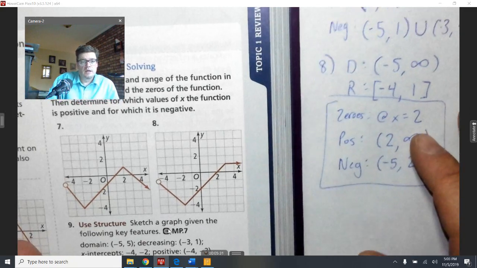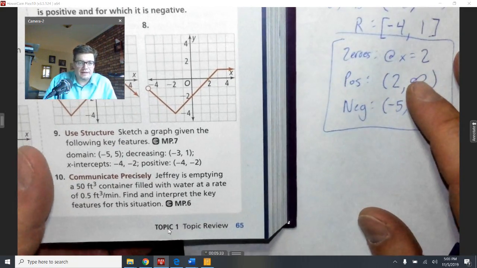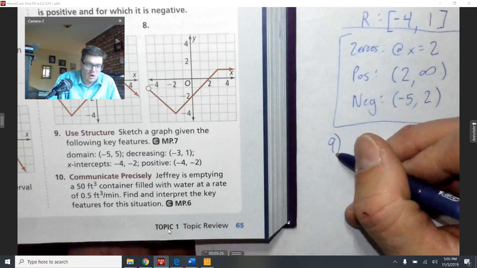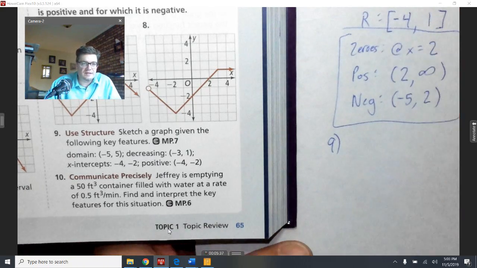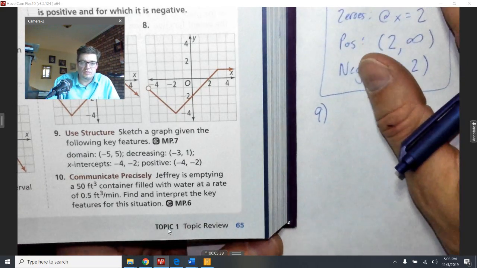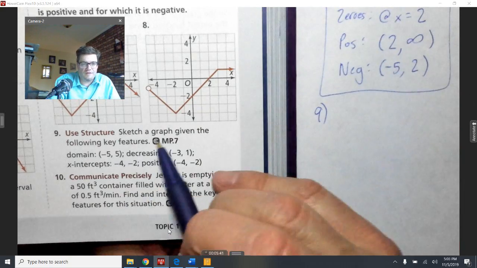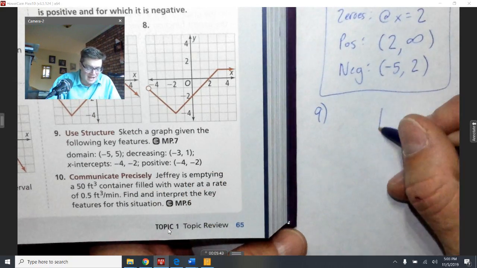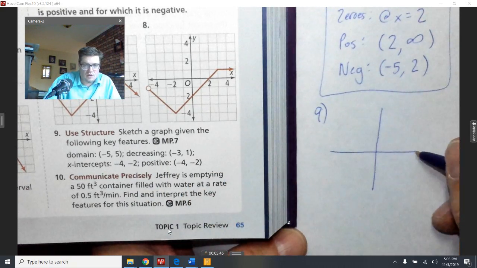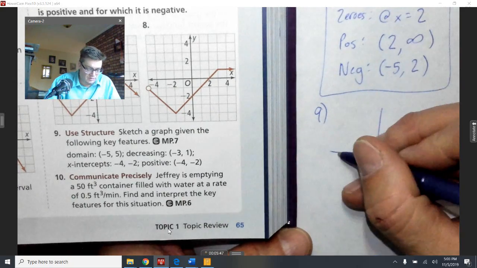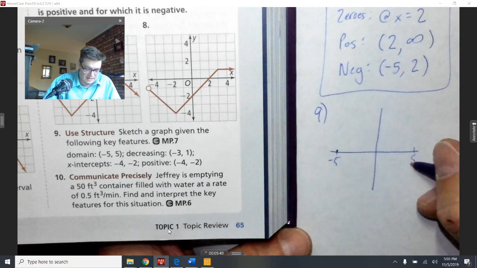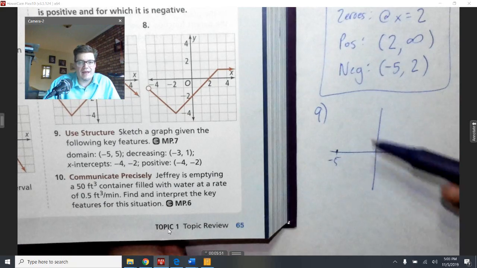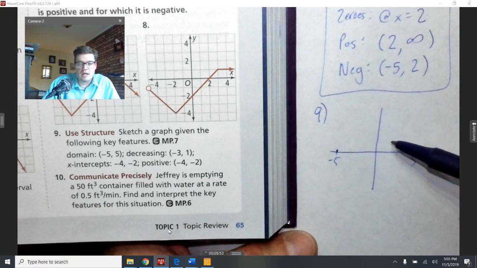Okay? All right, so now for number 9. Number 9, identify key features here. Now this was kind of tricky because you had to use these 4 facts here. And you really can't go in order here. We know that the domain goes from -5 to +5. So whatever I draw here has to go from here to here.